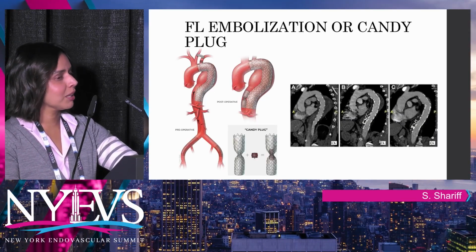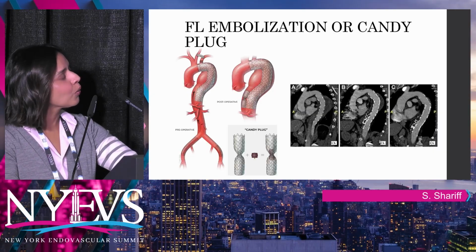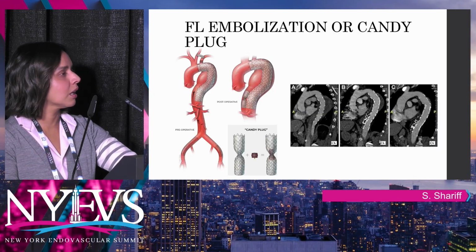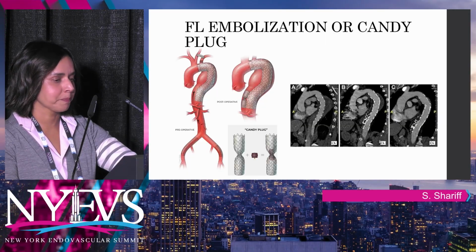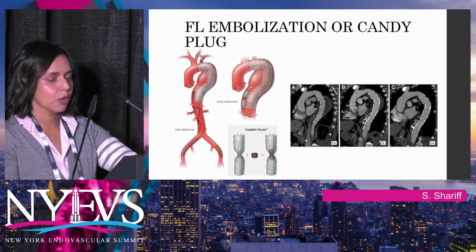Another one is the embolization of the false lumen. I have used this only in chronic dissections, but essentially what you do is you plug the reentry flow into the false lumen and thrombose the false lumen that way.